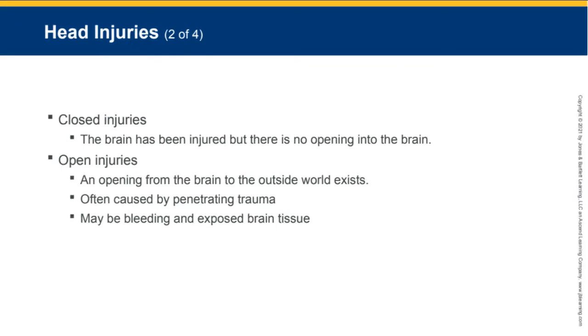Now, a head injury can be closed or it can be open. So closed injuries, the brain has been injured, but there is no opening into the brain. Open injuries, an opening from the brain to the outside world exists, often caused by penetrating trauma, maybe bleeding, and exposed brain tissue. So you might see this patient with bleeding and the brain tissue may be exposed.